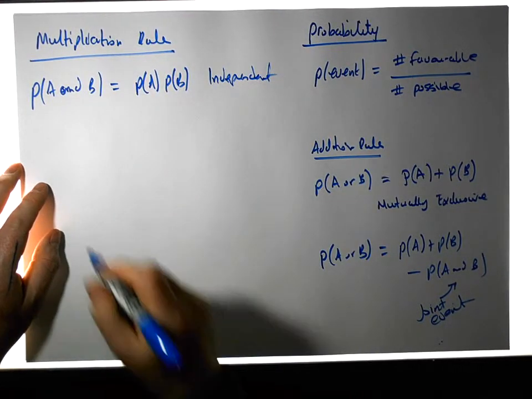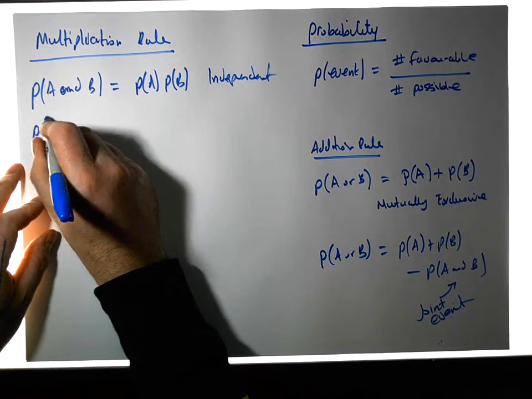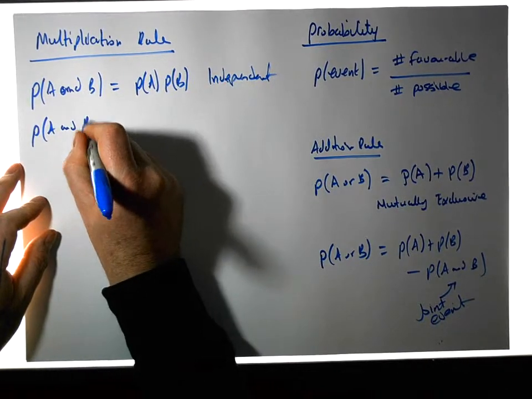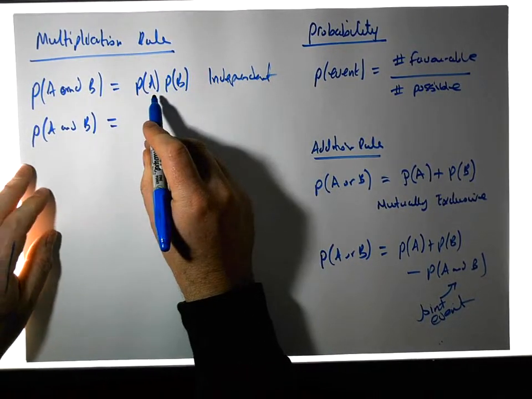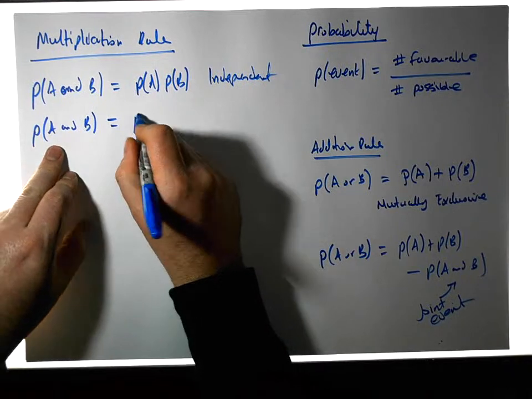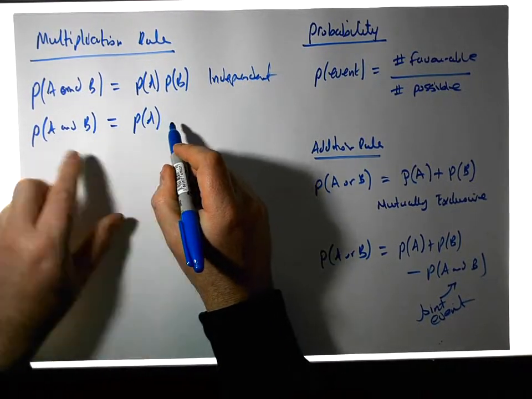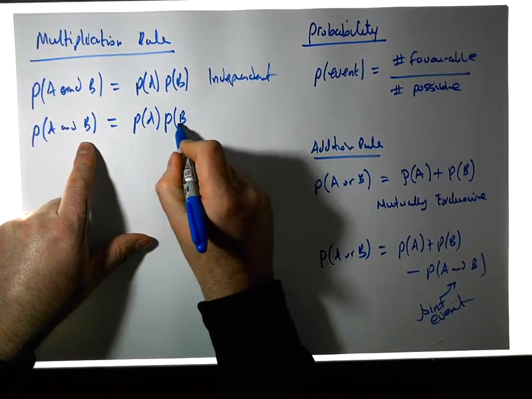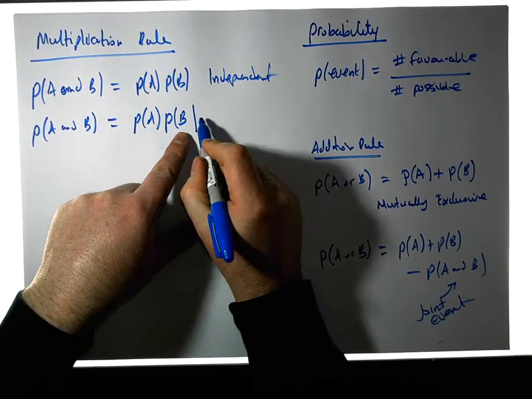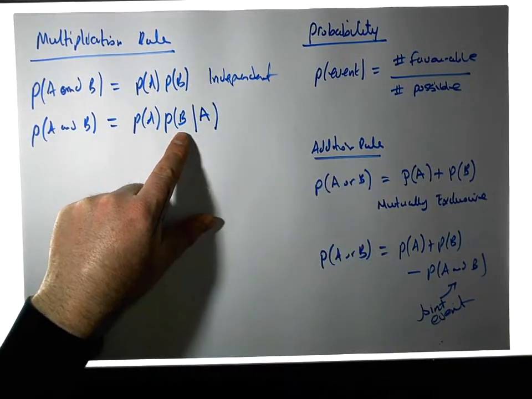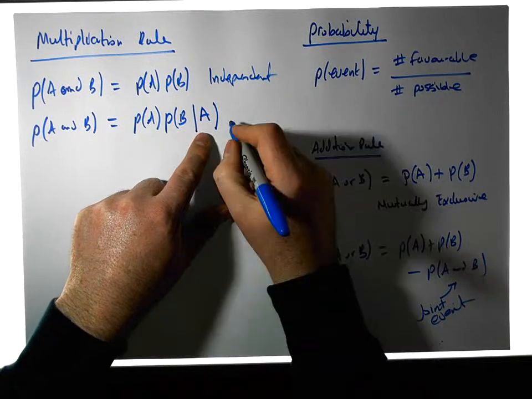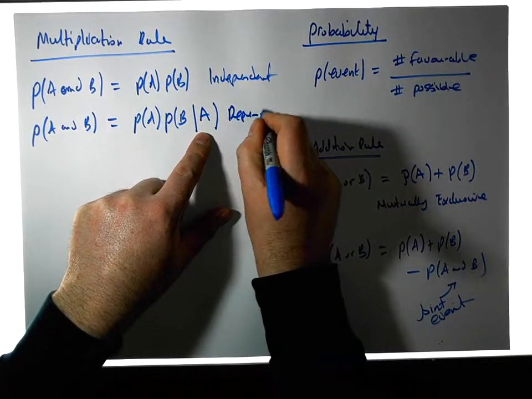The second version of it says that the probability of A and B is still the product of the probabilities. It's the probability of the first one times the probability of the second one, but let's just keep in mind that the first one happened, if that makes sense. So this is when they're dependent on each other. And you'll see an example in a second.